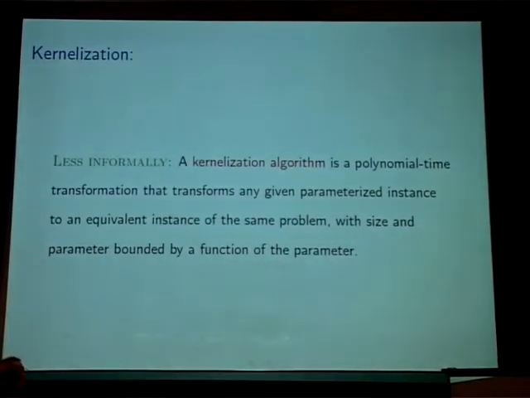So what do we want in kernelization? A kernelization algorithm is a polynomial time transformation that transforms any parameterized instance to an equivalent instance of the same problem with size and parameter bounded by a function of the parameter. So this is a more formal definition.